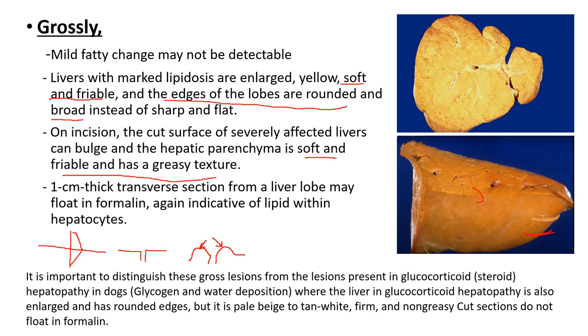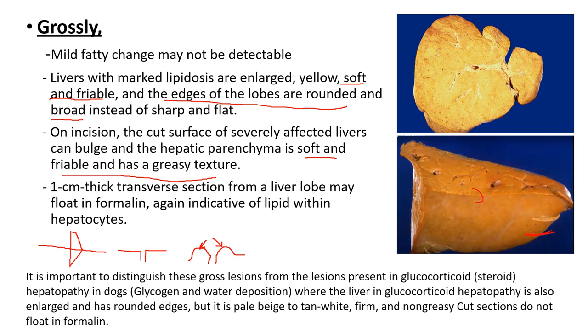Also, if you cut a 1 centimeter section from the liver and put it into formalin or water, it will float. This section will float on the surface, and this is also a distinction and characteristic of fatty change compared to other conditions, such as hydropic degeneration and glycogen infiltration. We're going to discuss glycogen infiltration in the next few slides.